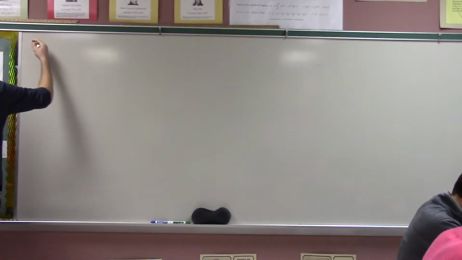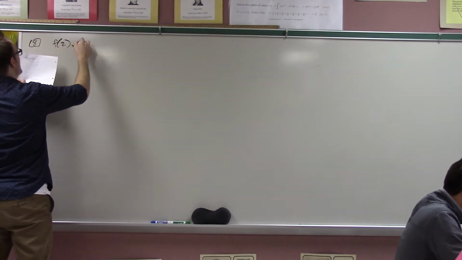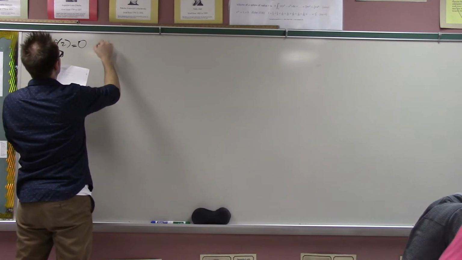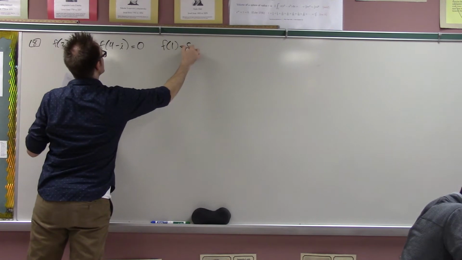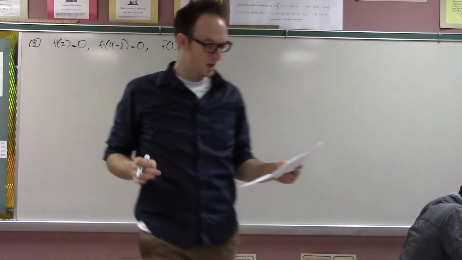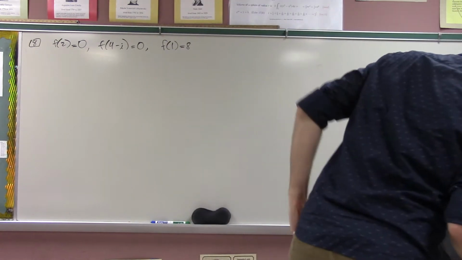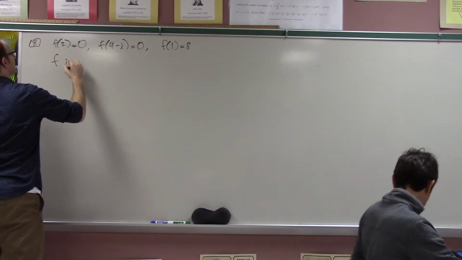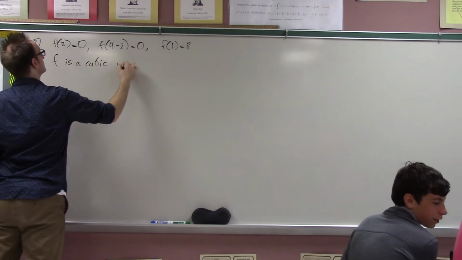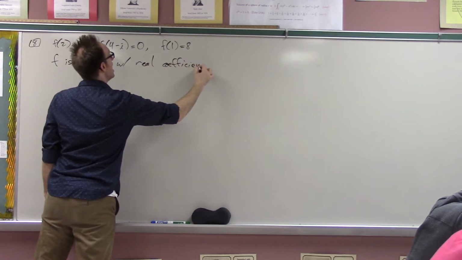All right, can I see this? Okay, I'm just going to use the problem. So, number 8. You guys can just look on with the people next to you and check, I guess. Maybe that's even more efficient. But I'll just do one of these more on the board. And F(1) equals 8. Okay, and the problem was to find F. F is a cubic with real coefficients.